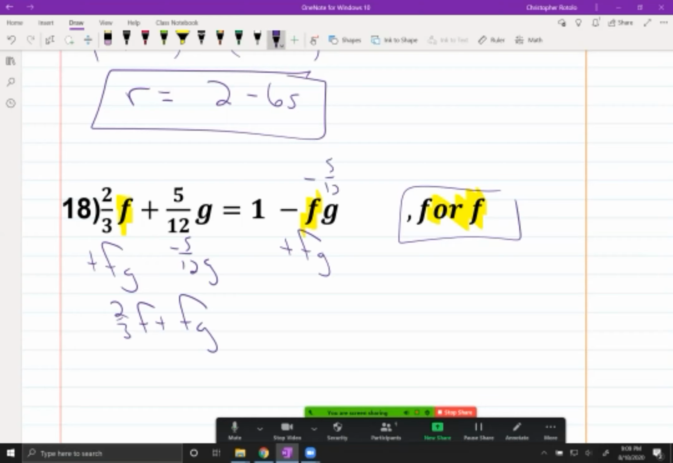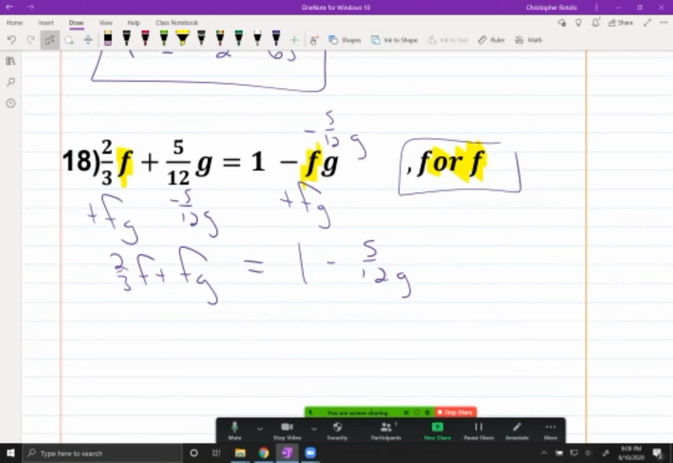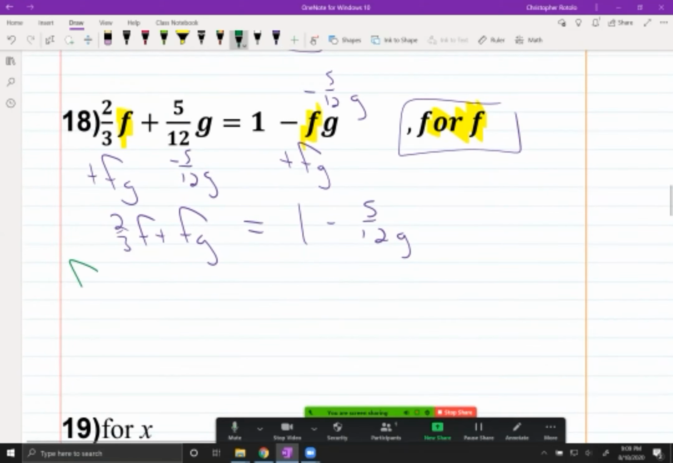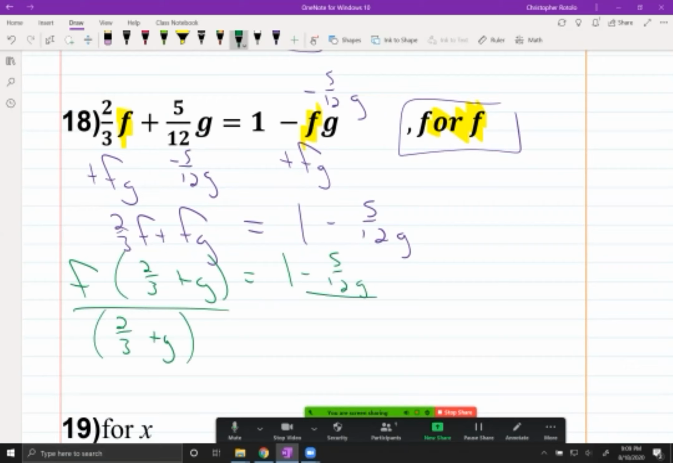Now, typically you can utilize the top and the bottom of the equation just to get things moved around. So it's 1 minus 5/12 g. All right, so now we have this fraction mixed in here, plus we have a GCF, right? So let's go ahead and drag this f out of here. 2/3 plus g equals 1 minus 5/12 g. And we're going to divide by this whole entire binomial on both sides.